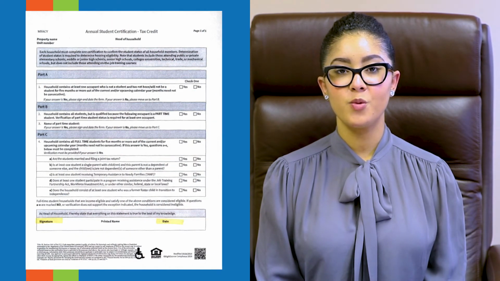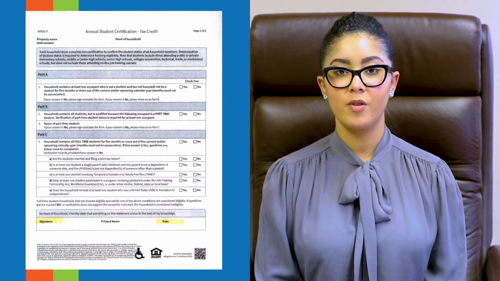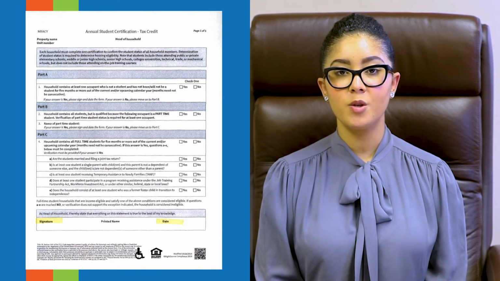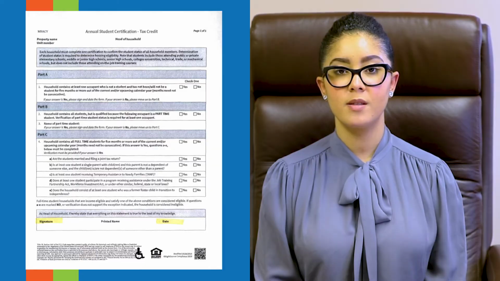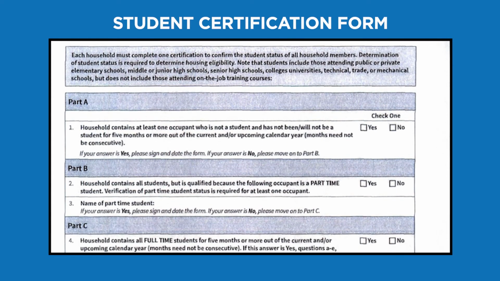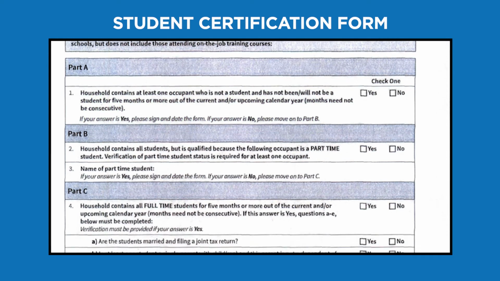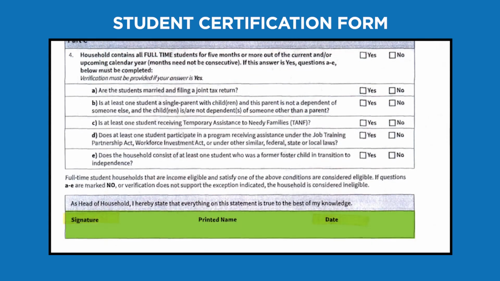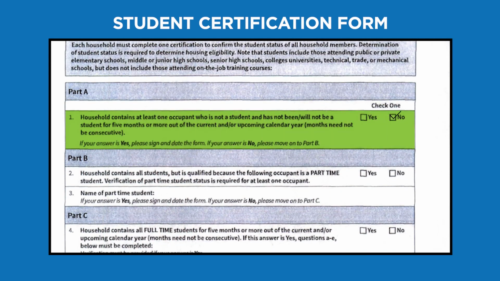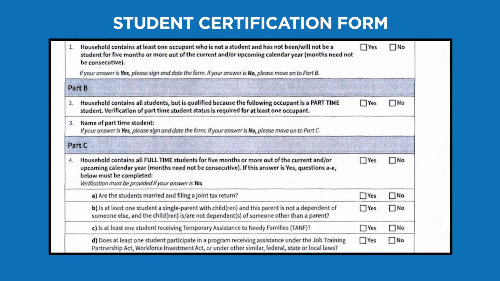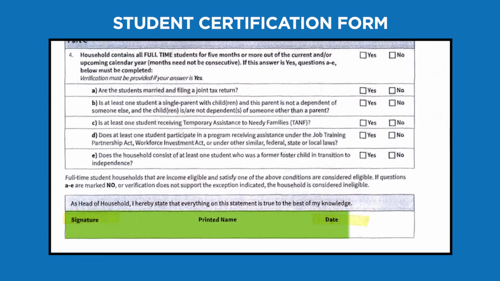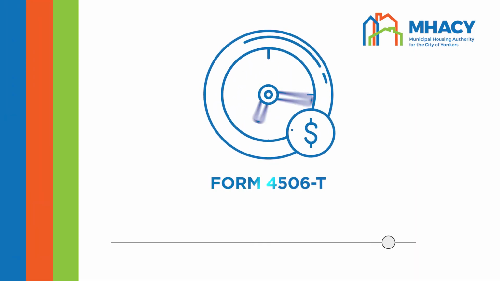And now we have the student certification form, tax credit. You only need to complete one form for the entire household. Please take a look at question 1. If any one person in your household is not a student, please check yes. Then you only need to sign and date this form. If your answer is no, then you must complete the rest of the questions, sign and date.